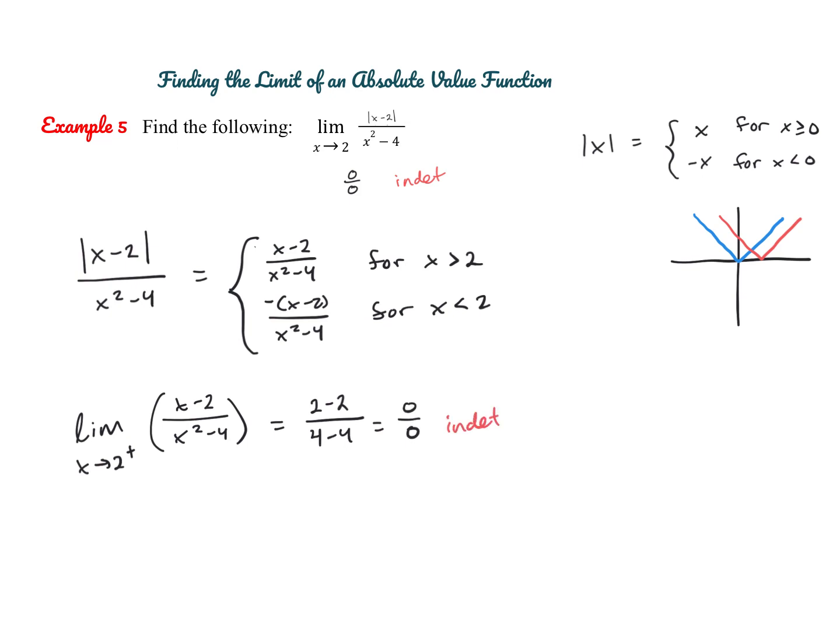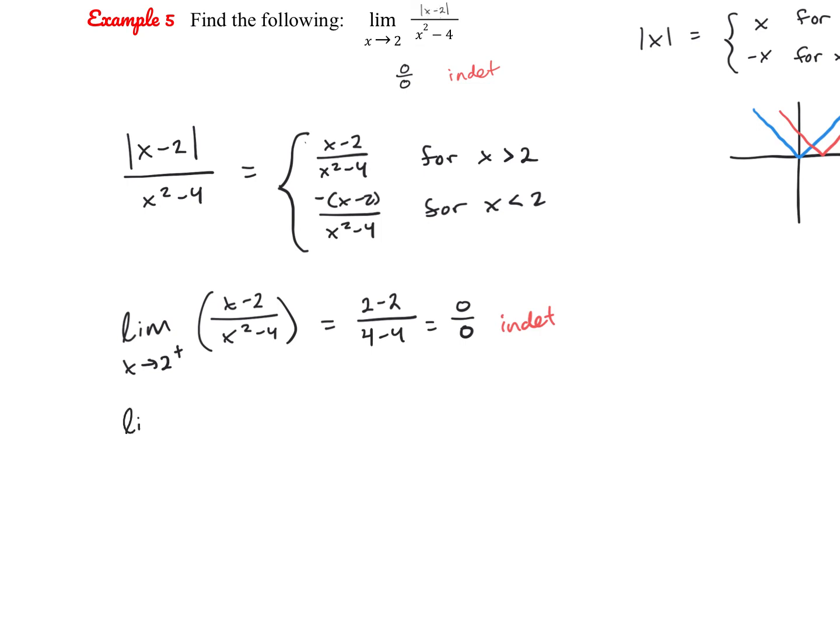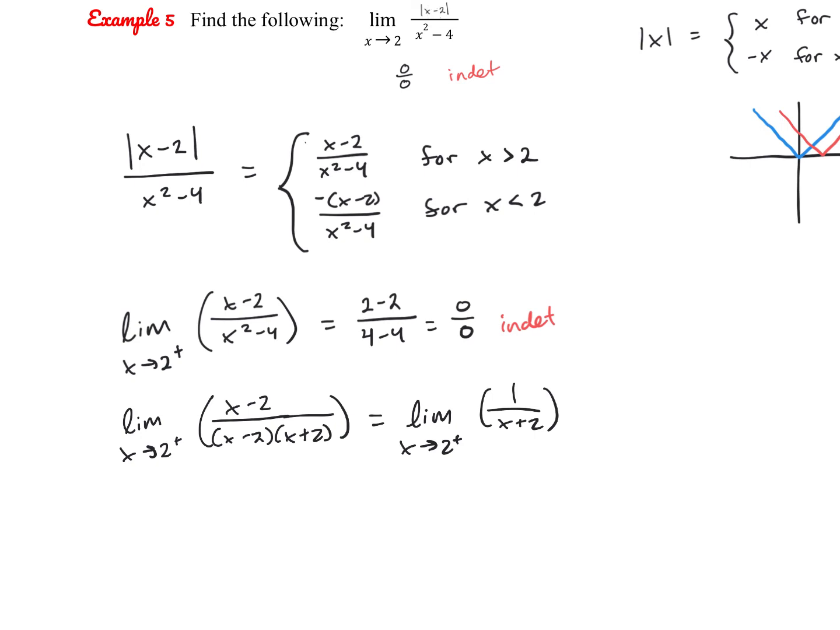So let's look at our function and see if there's a way we can simplify it. I see that we can factor the denominator. So we have x minus 2 over x minus 2 times x plus 2. So we're really finding the limit as x approaches 2 from the right of 1 over x plus 2, cancel out those common factors. And now we can try direct substitution again. 1 over 2 plus 2 equals 1 over 4. So that's our right-hand limit.